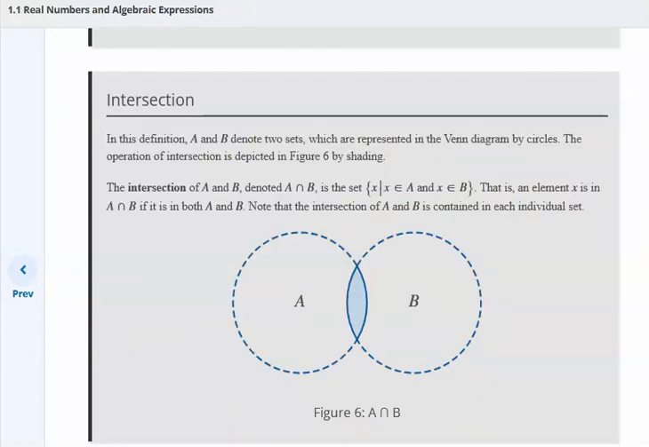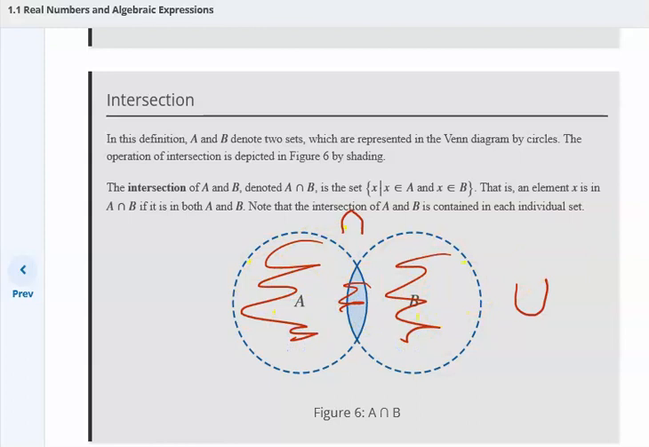Sometimes shading of the sets is used. In this case, the diagram indicates intersection, and that is shaded. And again, review, the symbol for intersection is the upside down U as we see here. And if you wanted union, the shading would be all of these. All right.